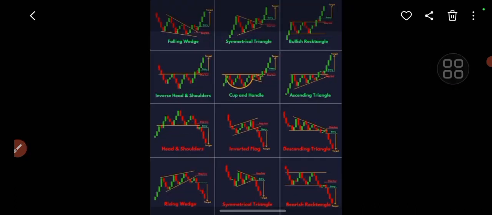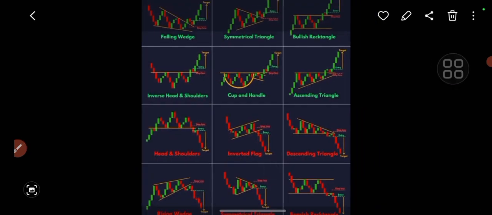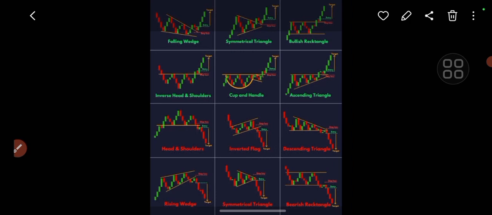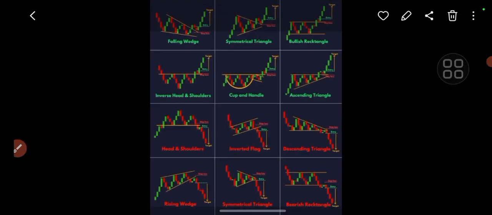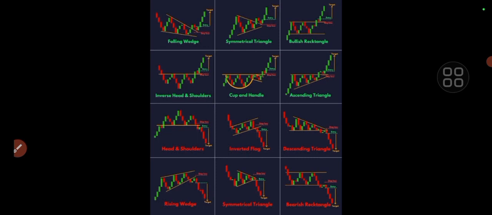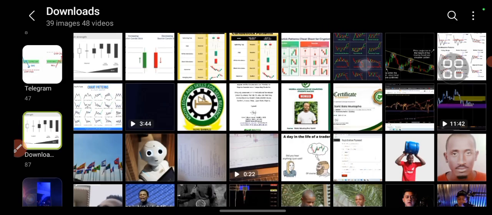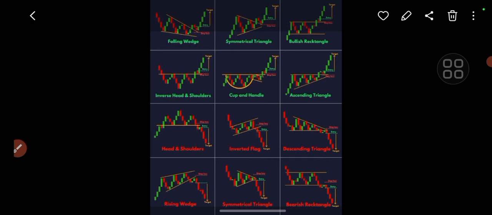But without wasting much time, let me go into the chart on MT4 or MT5 so that you can understand it. Look at their names: flag, wing, symmetric triangle, bullish rectangle, inverted head and shoulder, cup and handle, ascending triangle, head and shoulder. Let's get into the chart. I will show you some, and some you will go and research and be consistent with, so that you become familiar with them.